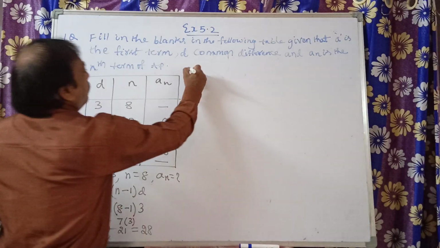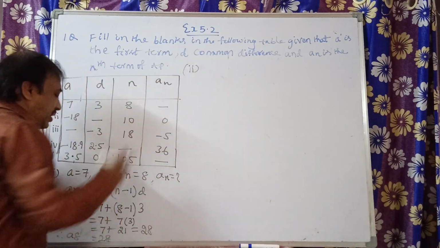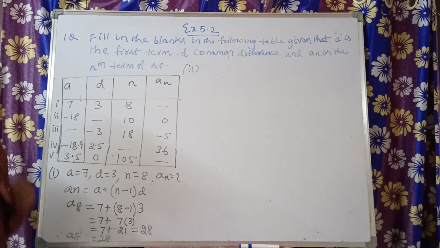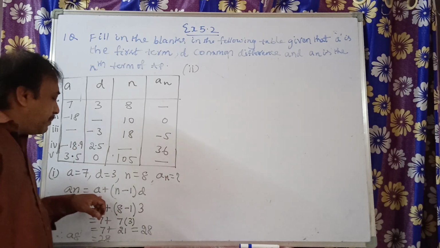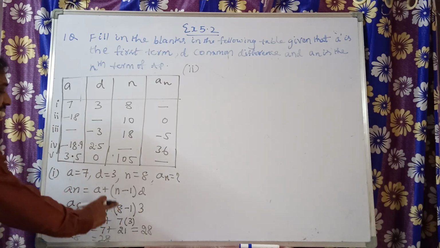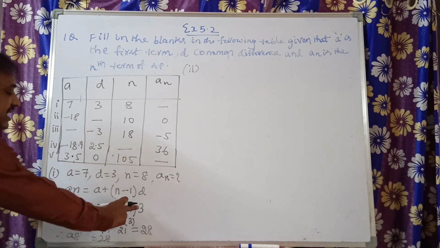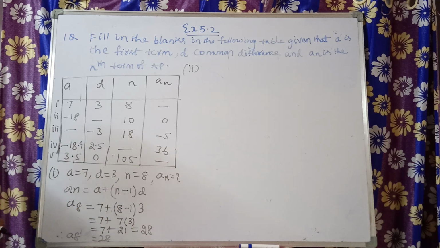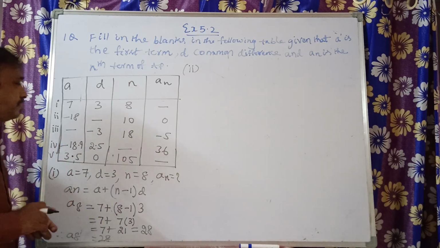Now we see one more question from this. I hope you understood here. A, d, n, we are substituting in the formula. What is the formula? A plus n minus 1 into d. So we substituted: A8 is equal to 7 plus 8 minus 1. The n value is 8, 8 minus 1, 7 into 3, 21. 7 plus 21, that is 28. Now see the second question.